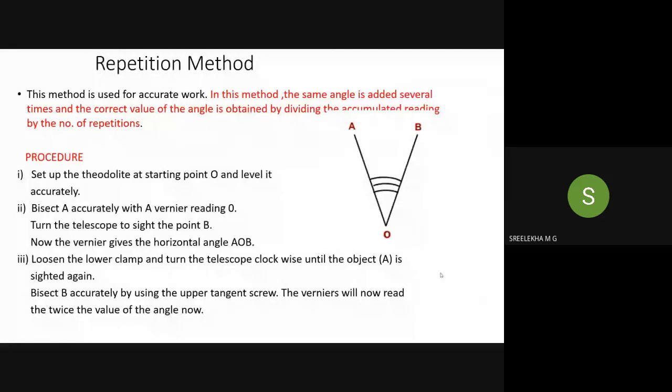Now, at the instant where we are again sighting to the point A, whatever the angular reading is, it is the same as when we were sighting the point B. Next, which clamping screw are you moving, the upper clamping screw or the lower clamping screw? You have already written your procedures now.